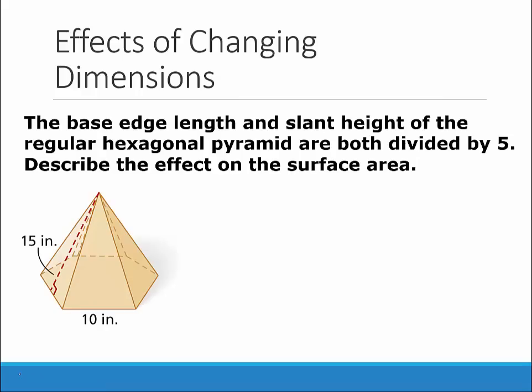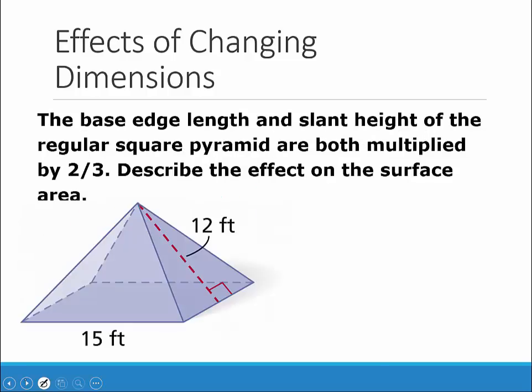Effects of changing dimensions. So let's say the base edge length and the slant height of a regular hexagonal pyramid are both divided by 5. Describe the effect on the surface area. So if we're dividing these by 5, we're really multiplying by 1/5. And remember, if you change both of your dimensions this way, to figure out the change in area, all you got to do is square it. So the surface area will get 1/25 the original size. Remember, you can always actually do these problems and figure them out, but that is way more work than you need to do. So same thing with this one.